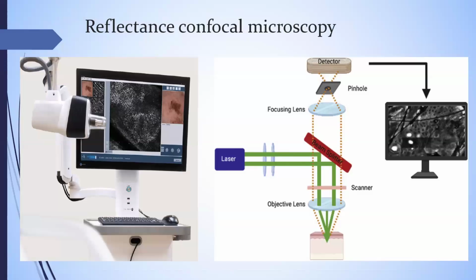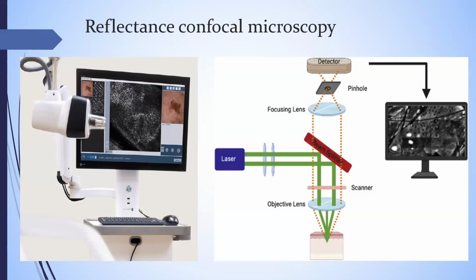Then briefly, reflectance confocal microscopy, a lot of importance was given to this. It's basically light illumination through a pinhole. You get a 3D view of the lesion. So you see the skin over here. What happens is, from the laser light source, the laser waves travel through the objective lens and the pinhole. So the light only on the focal plane will enter. Rest all are cut off.